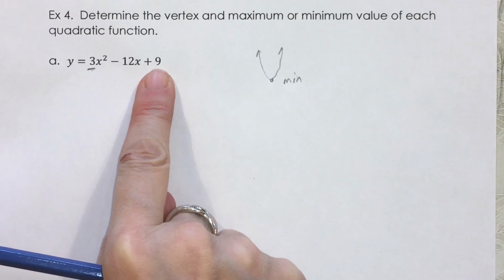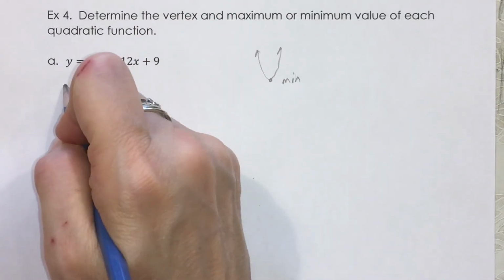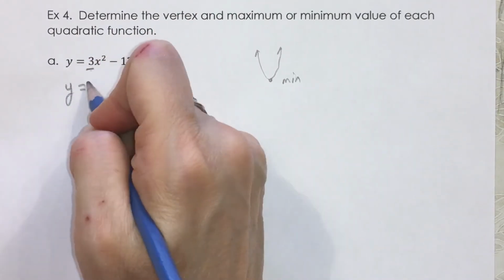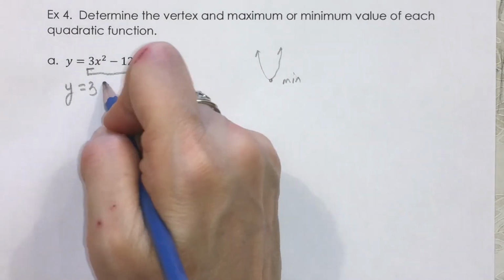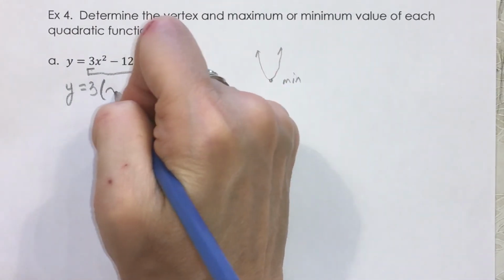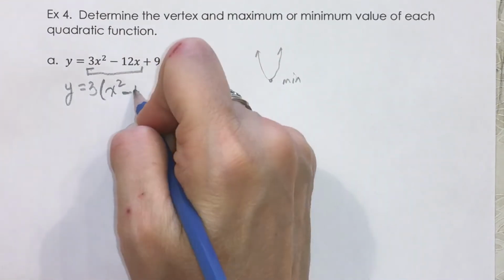It's not positive 9, because this is not in vertex form. In order to know what that number is, we have to put it in vertex form. So that's what we'll do. So we're going to factor a value out of the terms containing x. So 3x squared divided by 3 is x squared. Negative 12x divided by 3 is negative 4x.